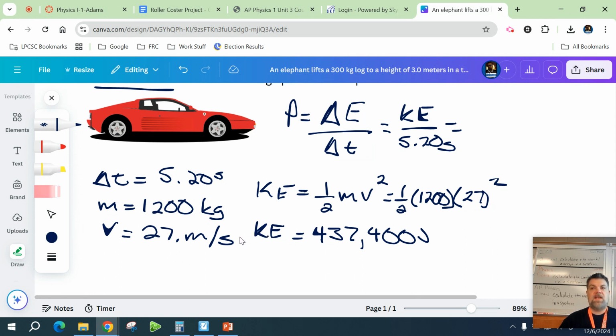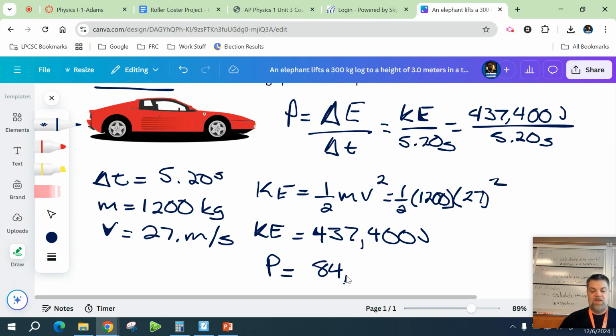So now, in order for the car to have that kind of kinetic energy at the end, because it had 0 kinetic energy at the beginning, that means that some work had to be done. Okay? Well, the amount of time that that work had to be done was 5.2 seconds. In other words, we're going to say 437,400 joules over 5.2 seconds. And that'll tell us the power the car needs. Well, if you plug that in a calculator, the actual power is 84,000 watts. Man, I'm tired. It's Friday.